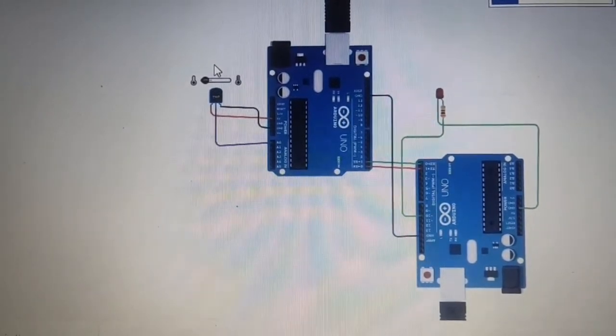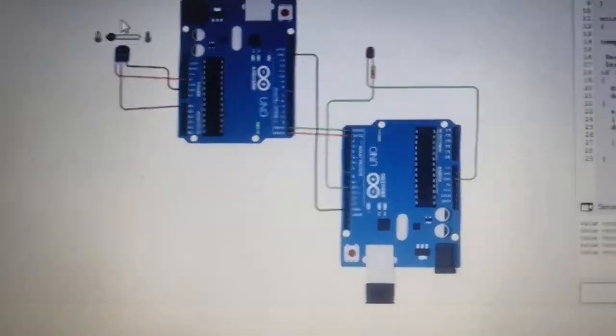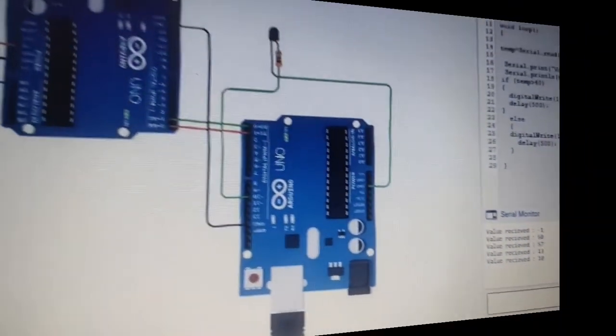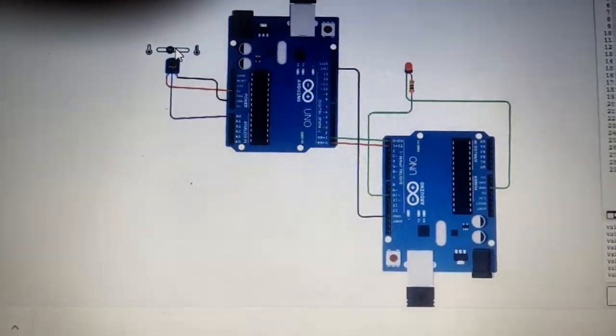If the value is less than 40, then the red LED is off. If the value is greater than 40, then the red LED is on.